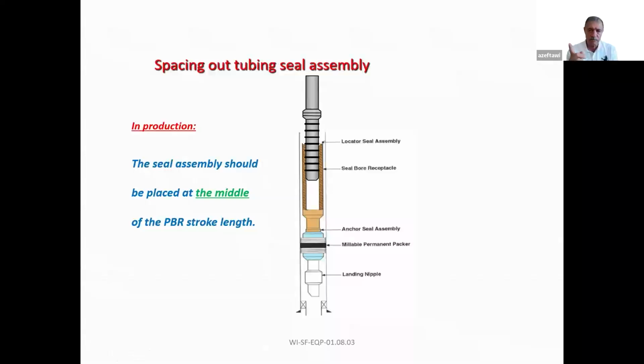Again, the question, because I need you to answer it. This is a permanent packer, above it PBR, above it tubing seal assembly, and the completion. After a few months of production, you discover there is a communication between the tubing and the annulus. Your search results that the seal of the permanent packer is leaking. How to prevent this leak? Try and give me an answer.